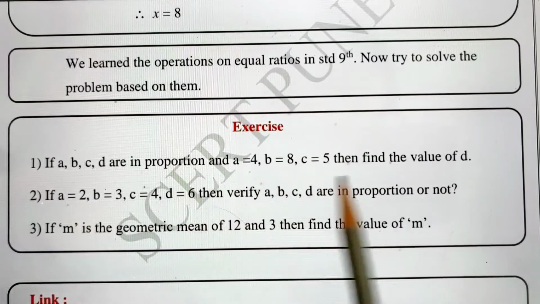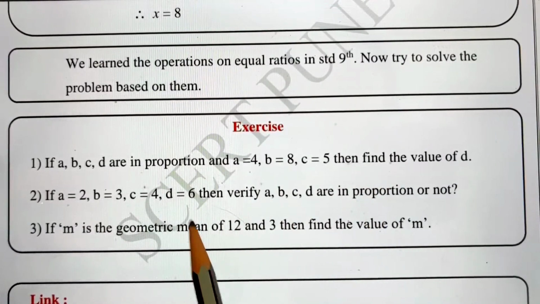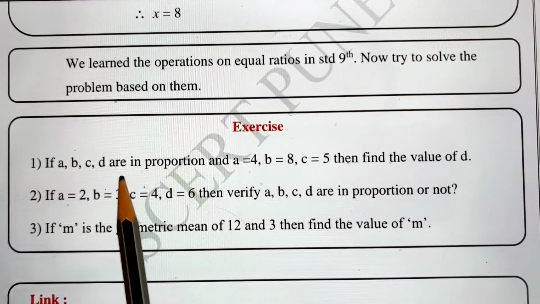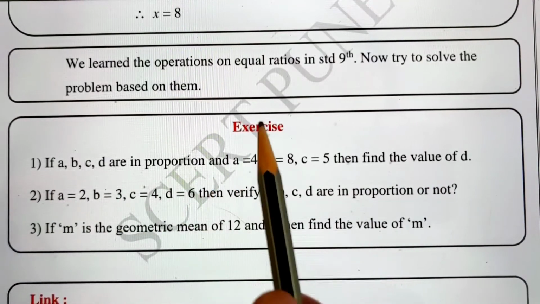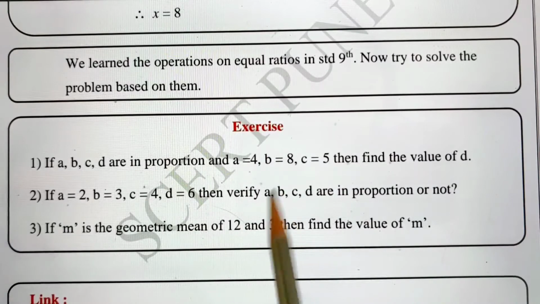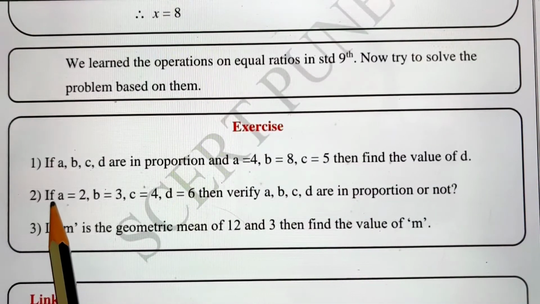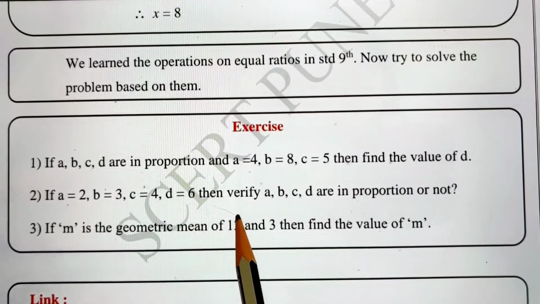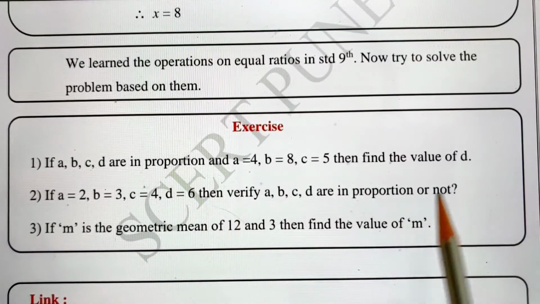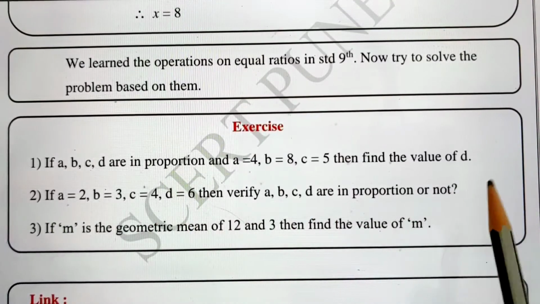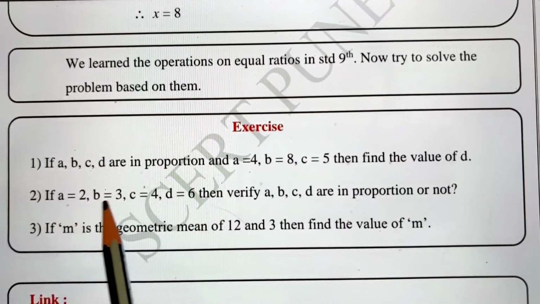Here some exercise is given. Practice that exercise after studying this continued proportion. Simple examples are here. A, B, C, D are in proportion, that means A upon B equals C upon D. If any three values are given, the fourth one we have to find by cross multiplying. A, B, C, D 4 values are given. I have to check whether these are in proportion or not. Here we have to check these are in proportion or not. So first find A upon B, 2 by 3.